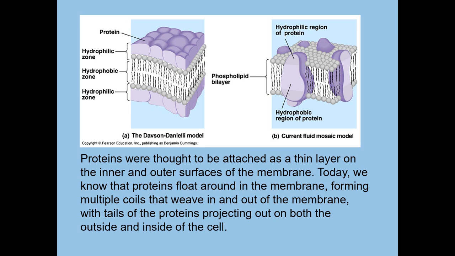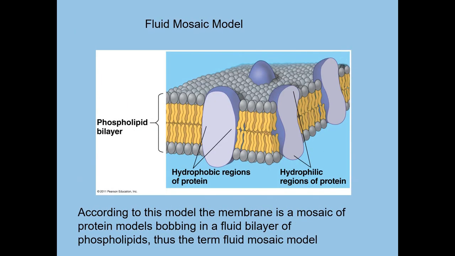Today we know that proteins float around in the membrane, forming multiple coils that weave in and out of the membrane, with tails of the proteins projecting out on both the outside and the inside of the cell. This would be the Singer-Nicolson model. This model is called the fluid mosaic model. In this model, the membrane is a mosaic of protein molecules bobbing in a fluid bilayer of phospholipids.